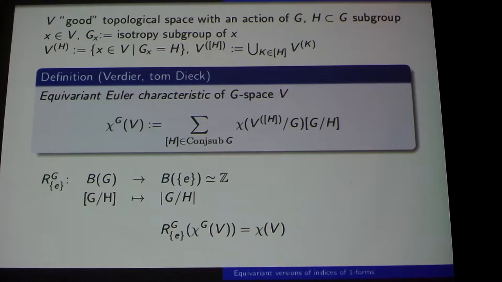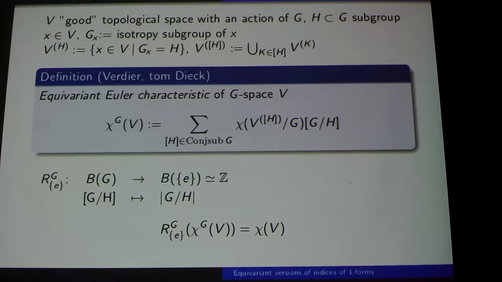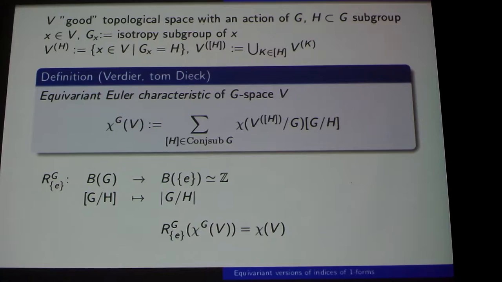For a point x in V, I denote by G_x the isotropy group of x, and I denote by V^(H) the set of all points in V which have the isotropy group equal to H. If I denote V^([H]) with square brackets, then I mean I take the union over all K in the conjugacy class of H of these sets V^(K). Then the equivariant Euler characteristic of the G-space V is defined to be the sum over all conjugacy classes, and the coefficients are the usual Euler characteristic of the set V^([H]) modulo G, quotiented out by G.